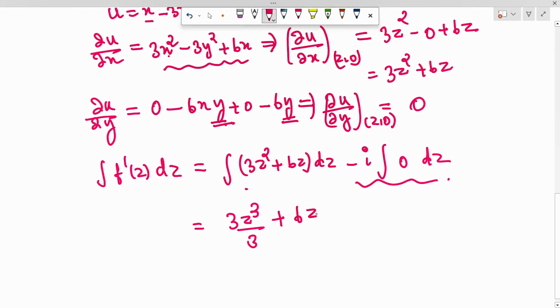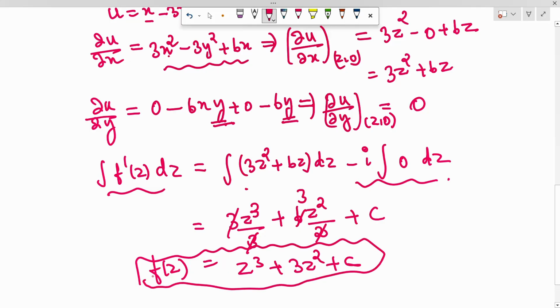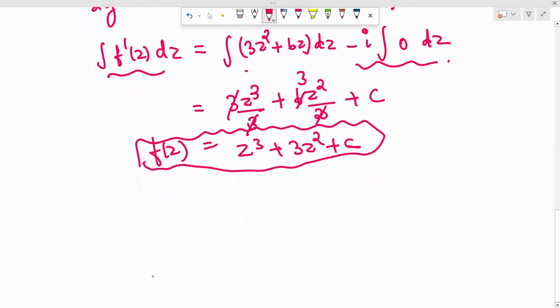Okay, plus 6z square by 2. Plus add one constant here. Here the 3 cancels, and 3 twos are 6, therefore z cube plus 3z square plus c. The left hand side term, integral of f dash of z dz, is nothing but f of z. Okay, therefore f of z is equal to z cube plus 3z square plus c, which is the required f of z. Okay. Next problem is to construct the analytic function.